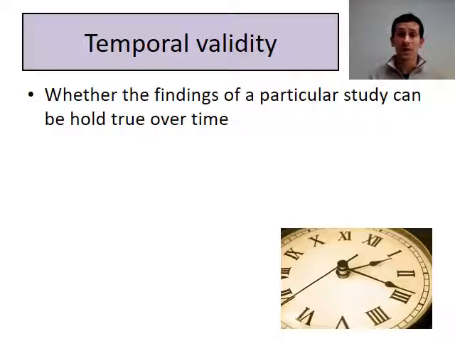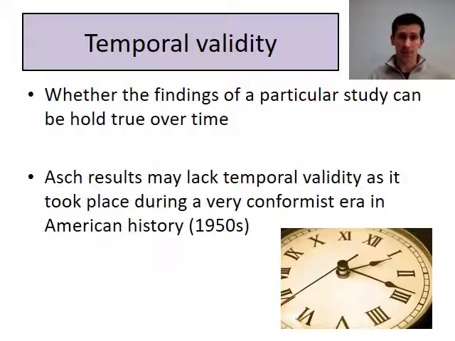Temporal validity just basically refers to whether the findings from a particular study can hold true over time. So over the course of time, will the results be found over and over again? So for example, the Asch study happened in the 1950s during a time in American history when conformity was very, very high. So a lot of people have said that Asch's study actually lacks temporal validity because it took place in such a conformist era in American history that the results wouldn't happen now. People are far less likely to conform now than they were in the 1950s.